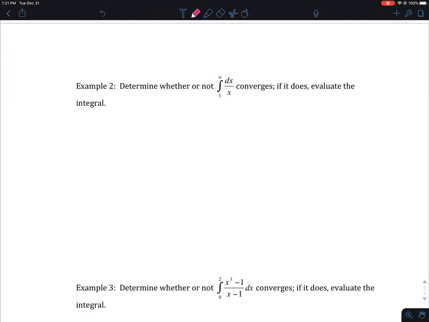Again, determine whether or not this is convergent or divergent and what it converges to, if it converges to something. So again, the limit is at infinity. This is in the b spot, so we're going to take the limit as b approaches infinity, antiderivative from 1 to b of dx over x, which is the same thing as the limit as b approaches infinity of ln of x, and we're evaluating this from 1 to b.